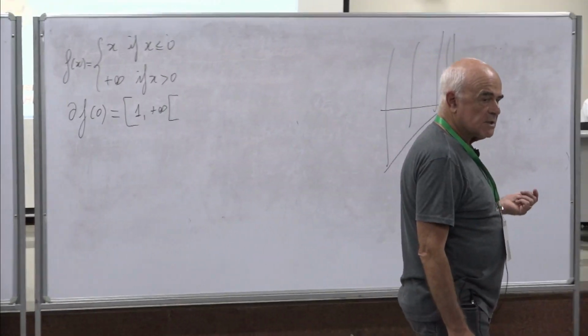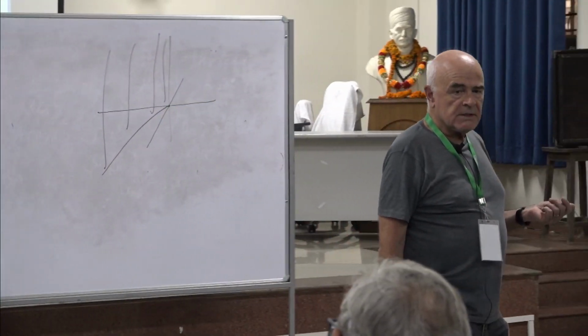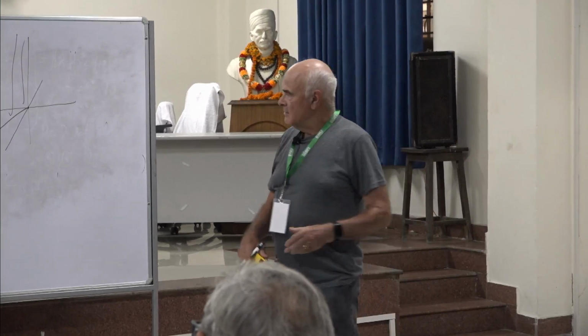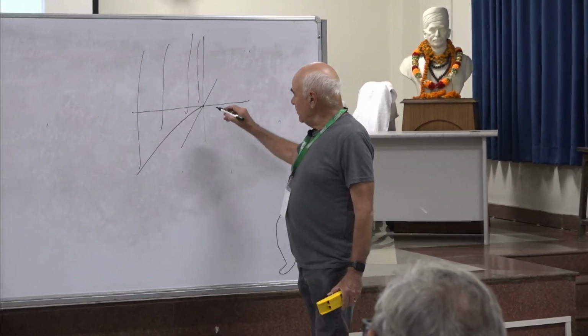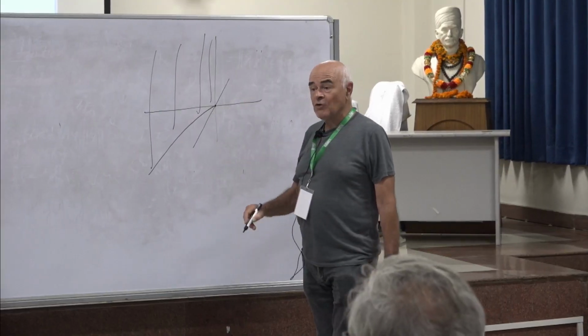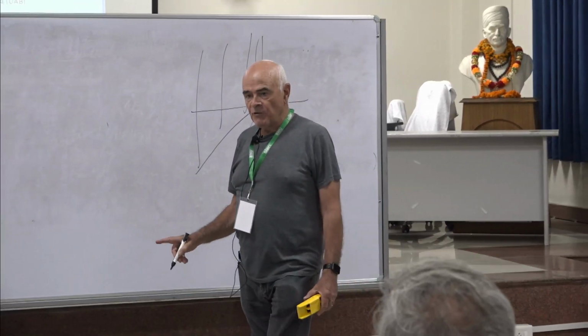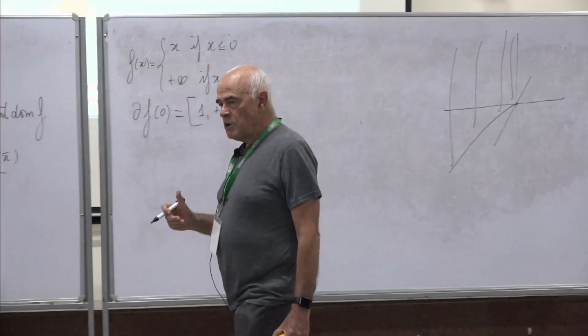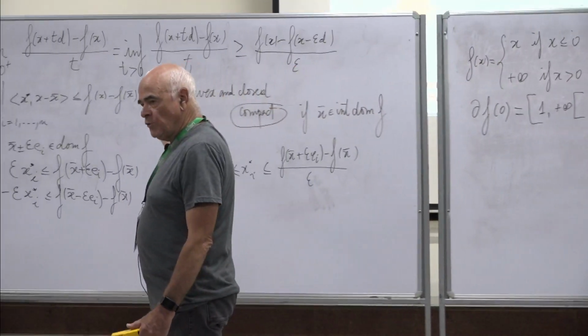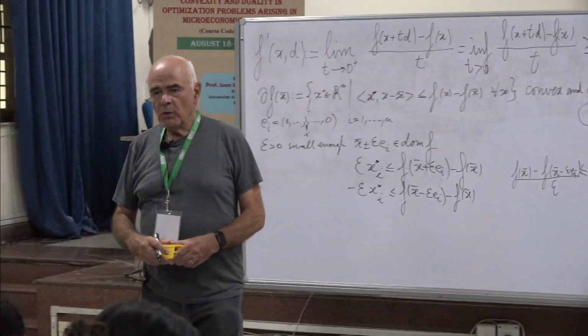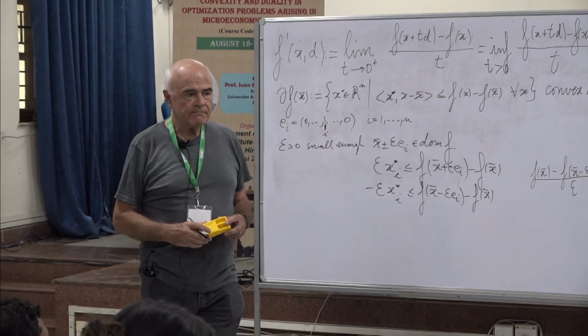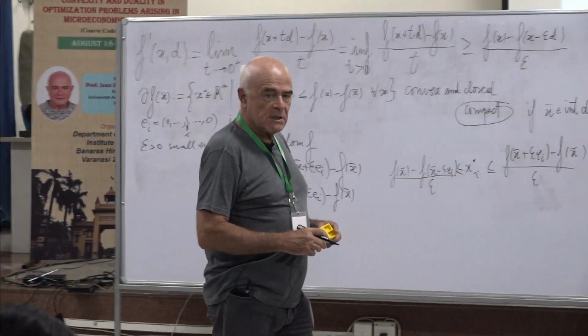So we have here that the subdifferential is a half line, so it is unbounded. This situation is possible because this is a boundary point of the effective domain of the function. Such a situation would be impossible, as proved here, if we were on the interior of the domain. Is this clear?